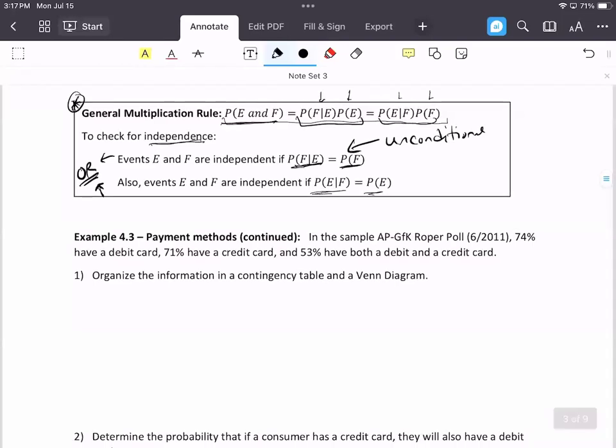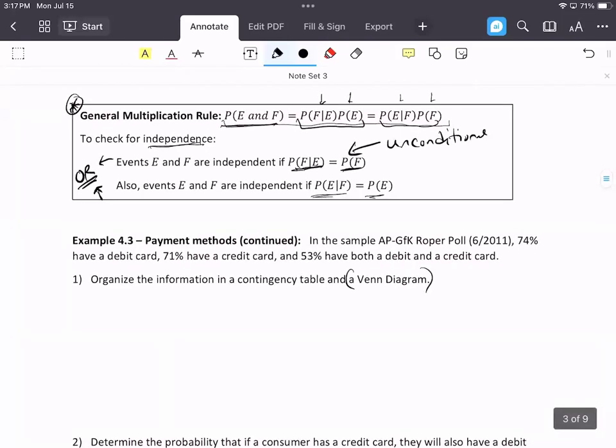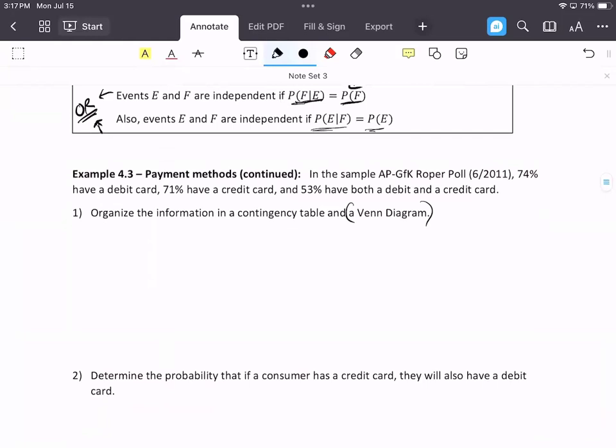The Venn diagram, remember, I'm not going to require you to do them, but I do want you to be familiar and comfortable with them. So the Venn diagram I will show you. I was just pausing the video for a moment to see if you can come up with the contingency table for this information given in example 4.3, and then come back and check your answer.